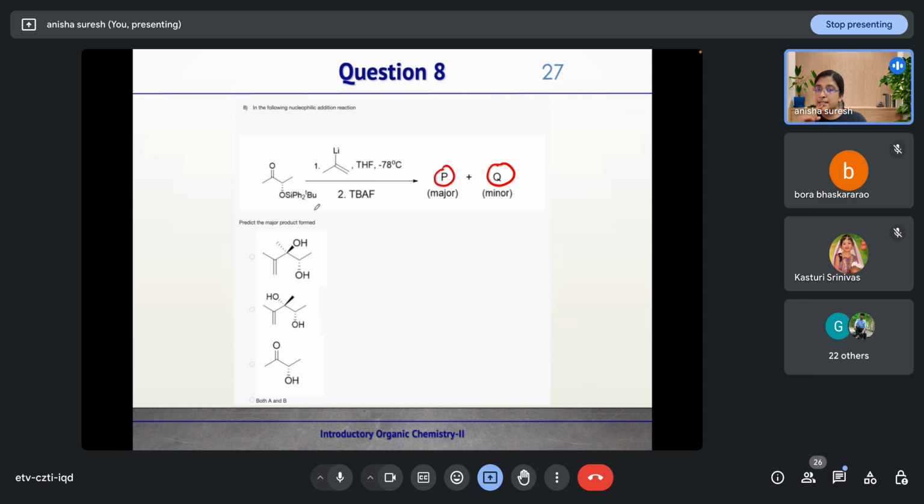So here we have to consider the Cieplak model, because the carbonyl group has an adjacent electronegative group, that is O, and this is TBDPS, tertiary butyl diphenyl silyl, TBDPS. And when we treat with TBAF, this silyl group will be deprotected and we will get OH. So how will we draw this?